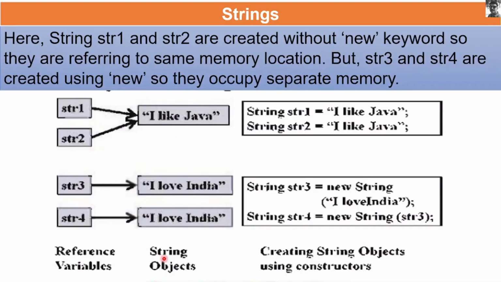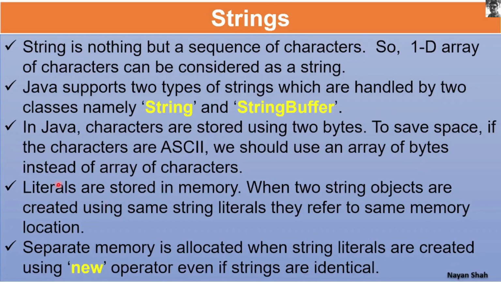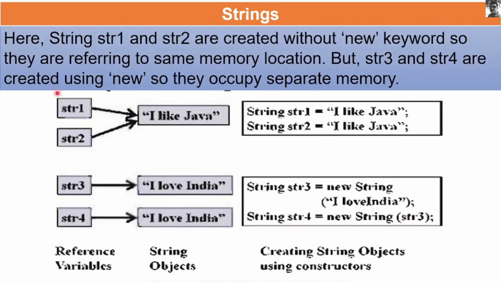Let us see here. The last two points which we read are explained here. Here, String str1 and str2 are created without the new keyword, as you can see. String str1 is equal to "I like Java". String str2 is equal to "I like Java". Then they are not given separate memory locations. Both str1 and str2 refer to the same memory location.